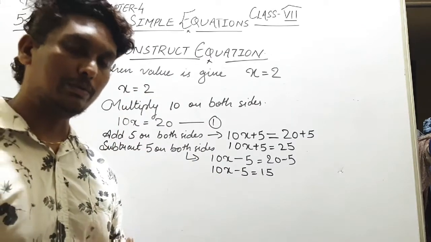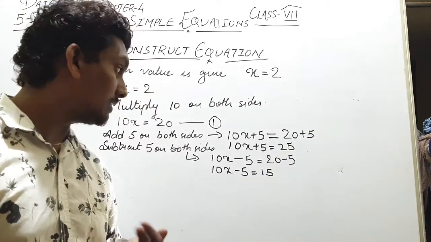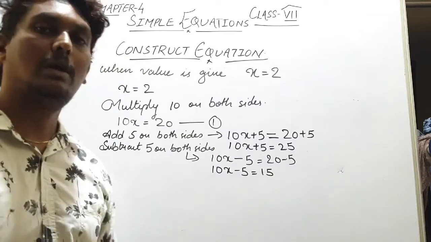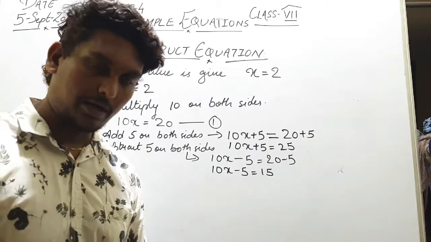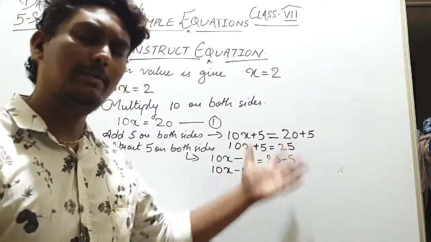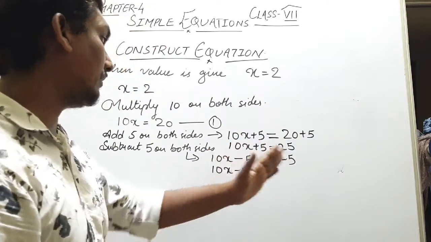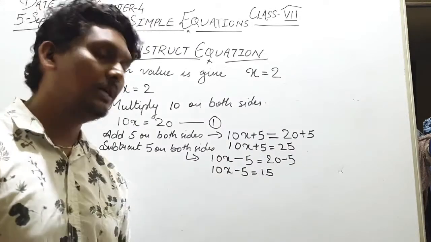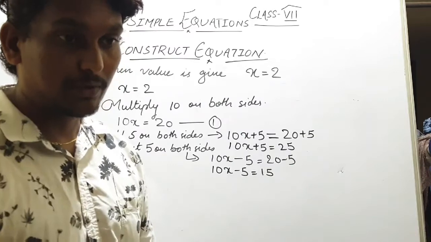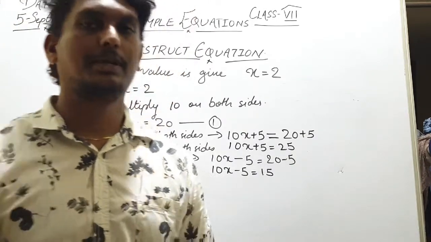Any random number you can use. So this is how to form the equation when the value is given to you, right? You can choose any random number for making the equations. Hope it is clear to you. So these are the topics we have to cover in this chapter. Already we have discussed them here.